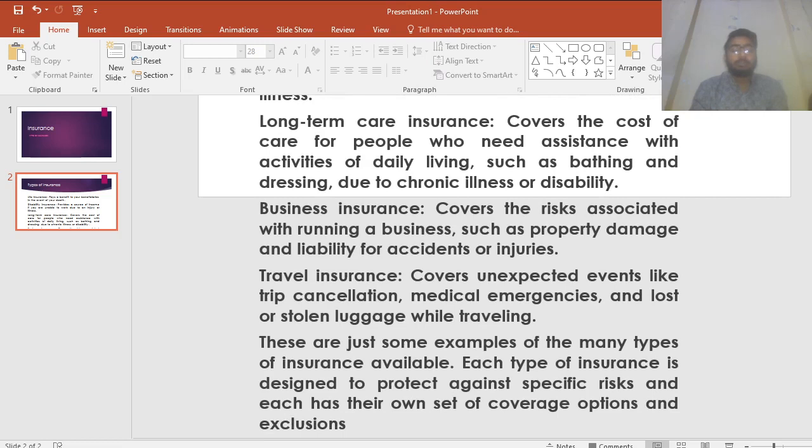Each type of insurance is designed to protect against specific risks, and each has its own set of coverage options and exclusions.